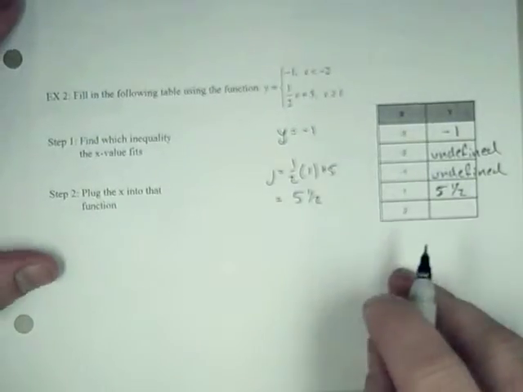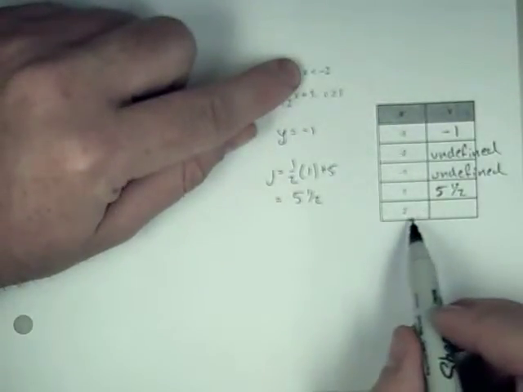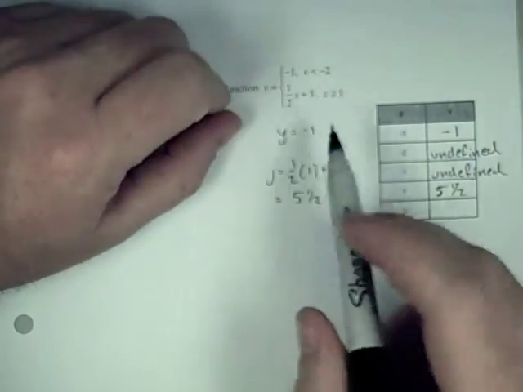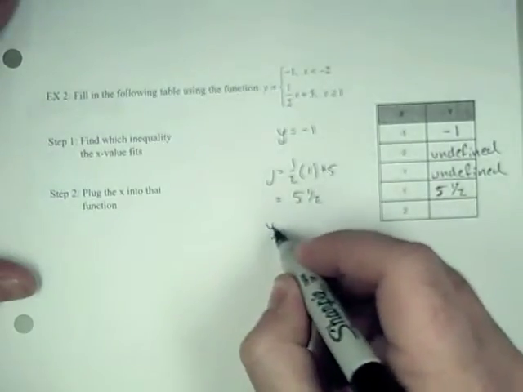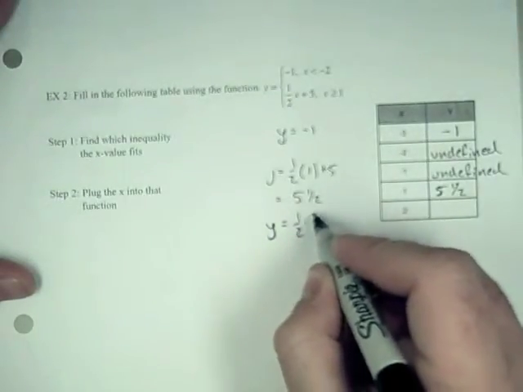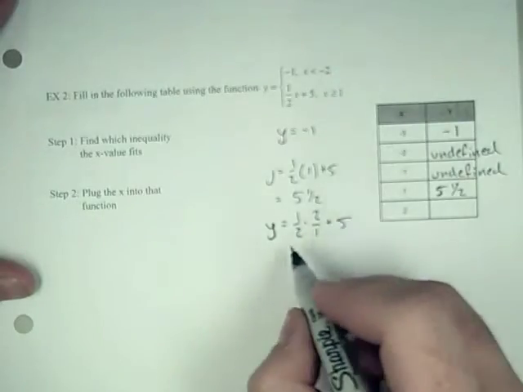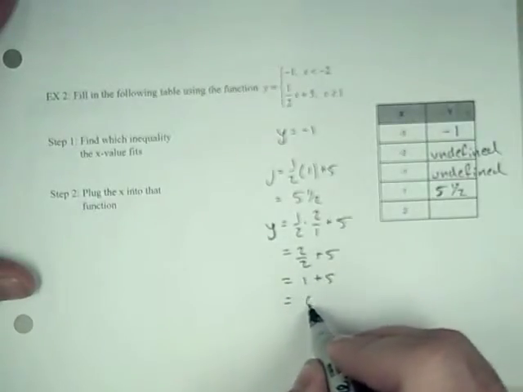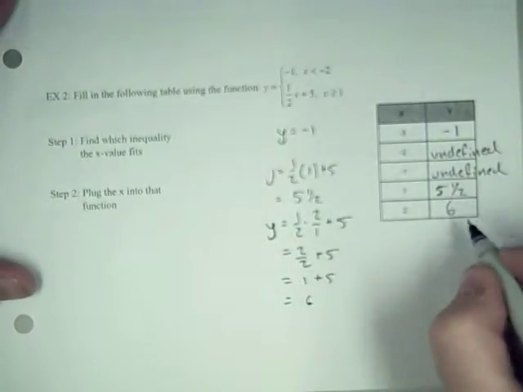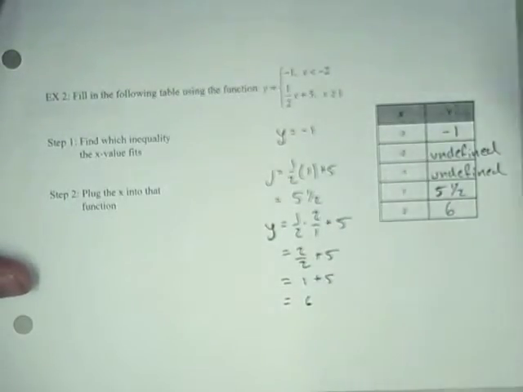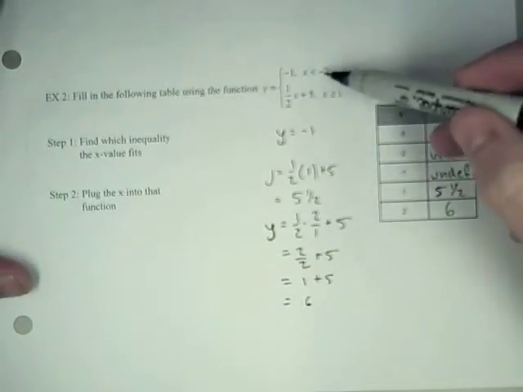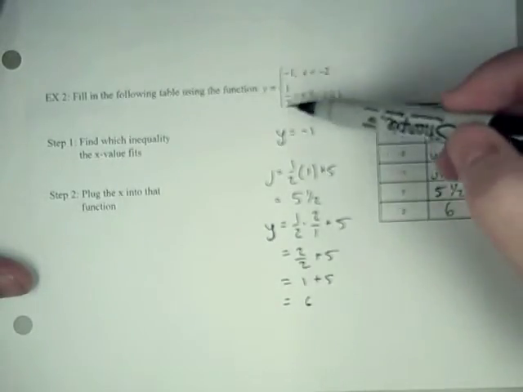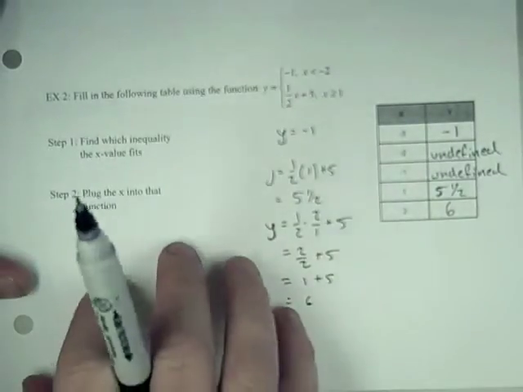Now let's try 2. Is 2 less than negative 2? No. Is 2 greater than or equal to 1? Yes. So we take 2 and plug it into this function. y equals 1/2 times 2 over 1 plus 5. That's 2 over 2 plus 5, which is 1 plus 5, which is 6. So 6 is our answer there. Again, you're taking each x value, testing it in each inequality to see which equation it fits, and then you plug it into the appropriate equation. We'll do one more on the back.